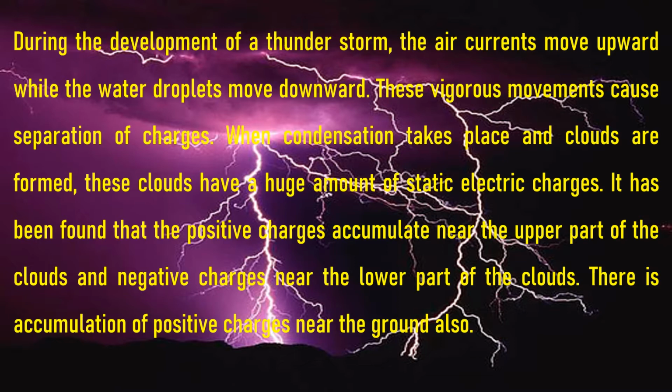But it is not known exactly why this happens. However, some experiments have suggested that charges develop in water droplets present inside the clouds. It is seen that lighter droplets acquire positive charge and, being lighter, move to the upper regions of the clouds. Bigger droplets acquire negative charge and, being heavier, move to the lower regions of the clouds. There is an accumulation of positive charges near the ground also.